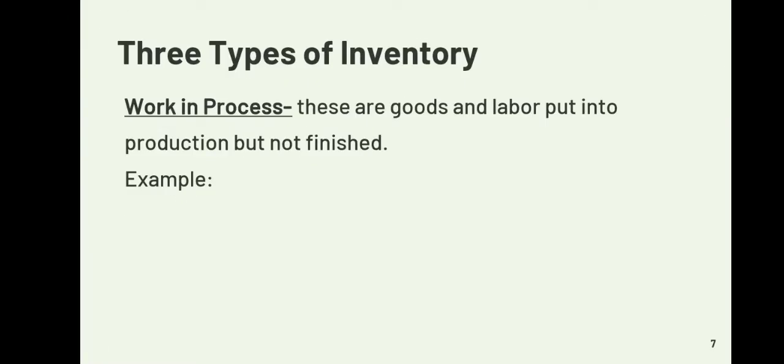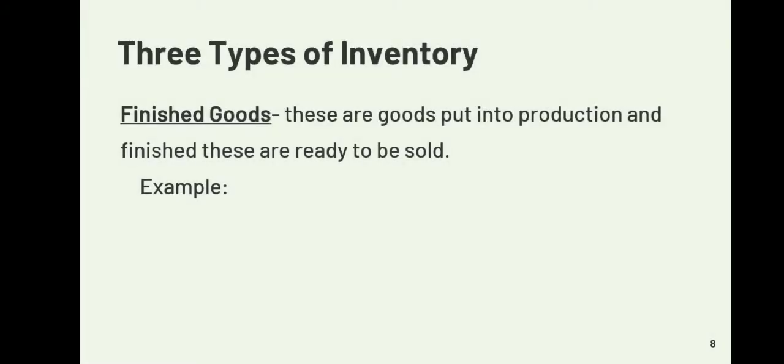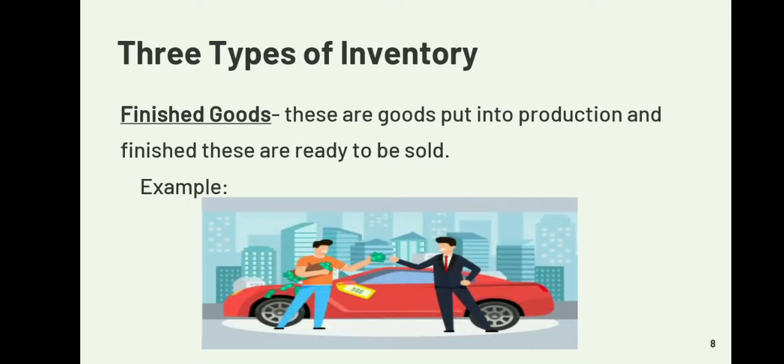Work in process. These are the goods and labor put into production but not finished. Assembling cars is an example of work in process. Finished goods. These are the goods put into production and finished. These are ready to be sold. This is the last stage of processing of goods. The goods are ready to be consumed or distributed. Examples of finished goods are cars held by retailers or cars being sold.